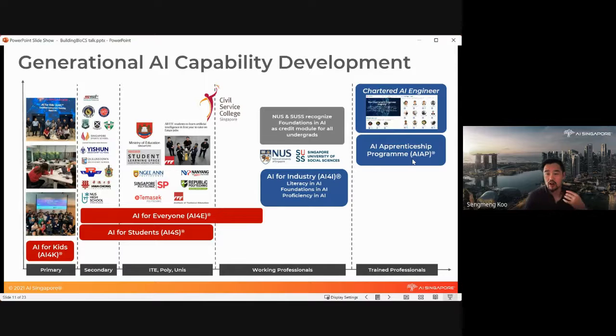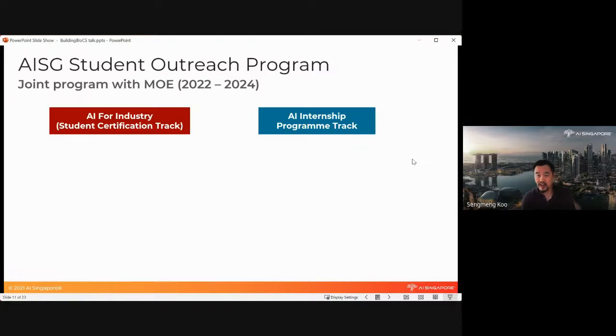Now, I go back to this slide, and the next thing I will talk about is the new program that we're launching, supported by MOE for the next 3 years. There was the red side and there is the blue side. We developed a program so that students from the red side can also access the program in the blue side, primarily the AI for Industry Foundation in AI course, and even have a chance to work with an apprentice. So it's called the Student Outreach Program.